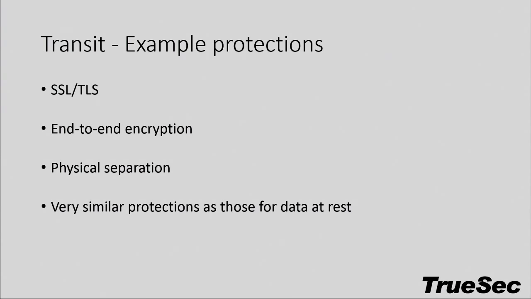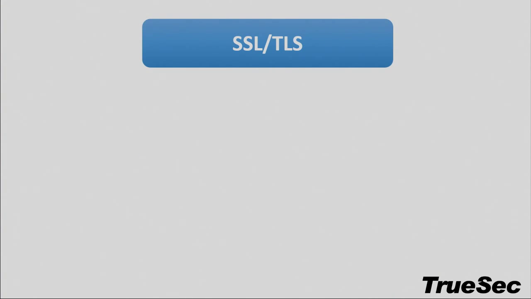So, example protections in transit would be, of course, TLS. You could have some sort of custom end-to-end encryption. You probably shouldn't. Well, you could, but then you should have it as an addition. You could, of course, have physical separation. You can have your own separate network or air-gapped network. I think most people want to be on the internet these days, so that's probably not a solution. But the protections are pretty similar to those for data at rest.